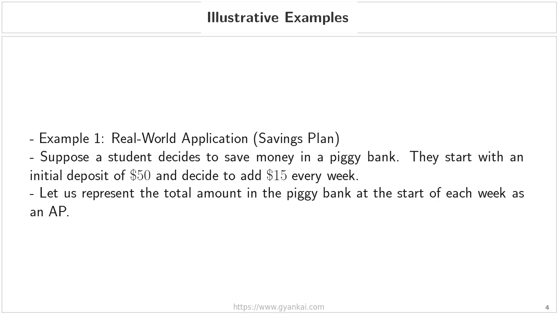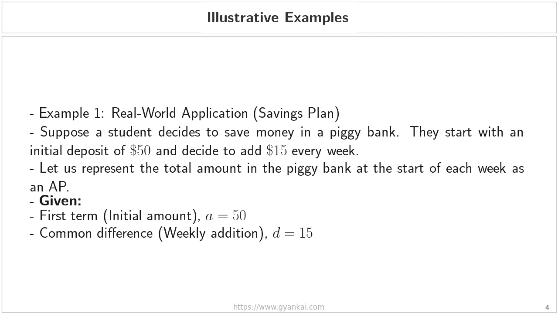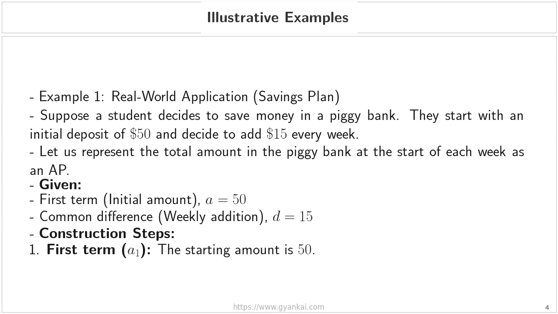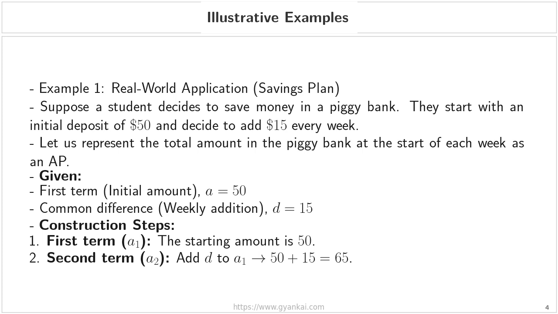Looking at our given values, we can identify our two key parameters that we discussed in the previous slides. Our first term, which we call a, is the initial amount, which is 50. Our common difference, represented by d, is the weekly addition, which is 15. Let's walk through the construction steps together. First, we identify the first term, or a 1. This is simply our starting amount, which is 50. Next, to find the second term, or a 2, we take our first term and add the common difference.